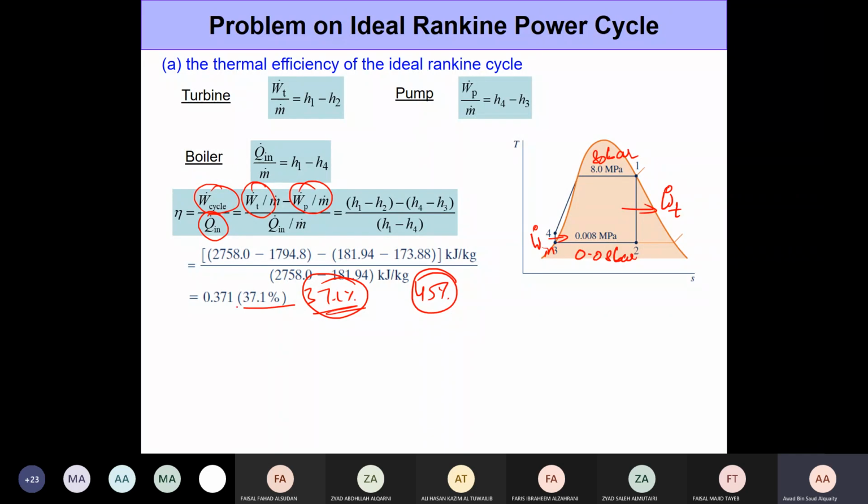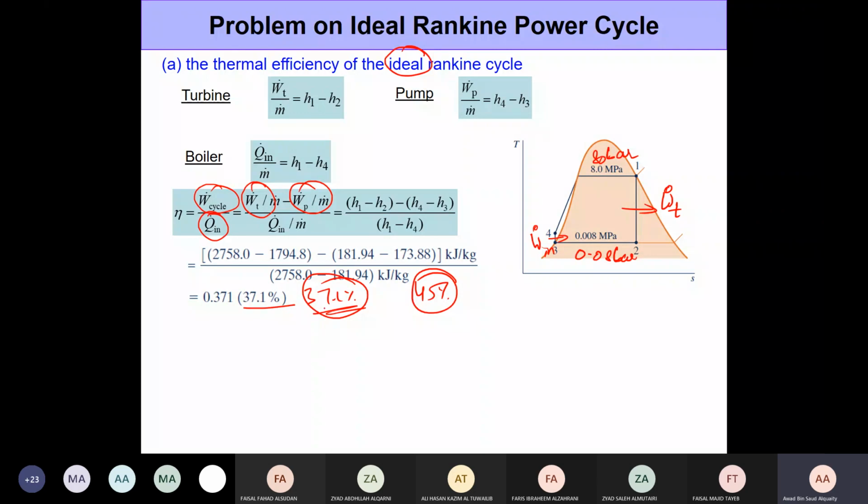But one thing to consider here is that we're getting a 37.1% efficiency for an ideal Rankine cycle. We are considering the processes to be isentropic, the expansion and the compression. So this is not always the case, and we'll have to see how we can play around with this number. But for now, 37 is not bad.